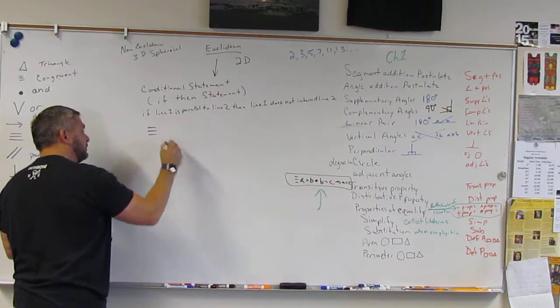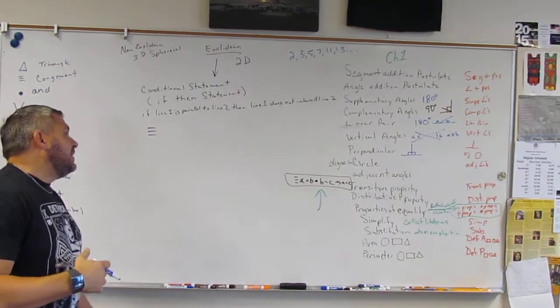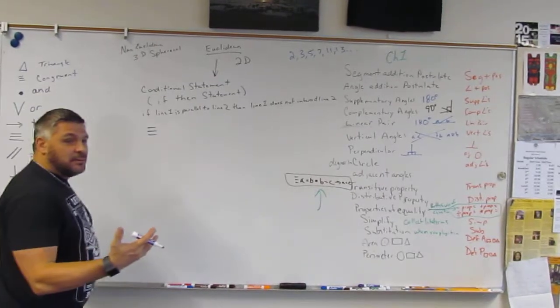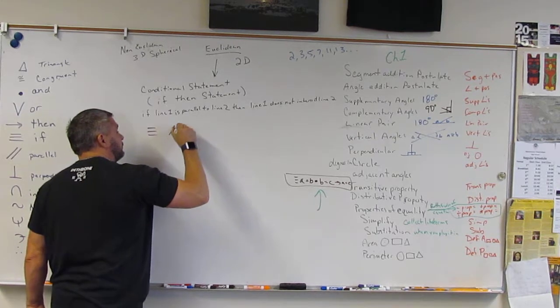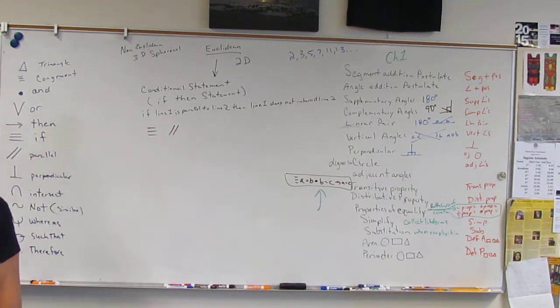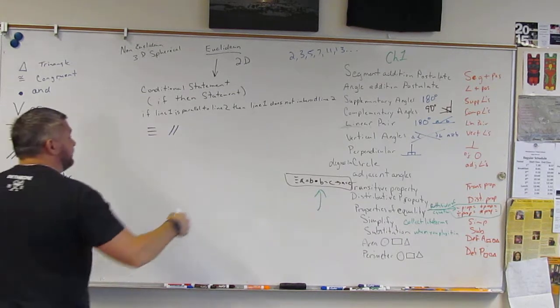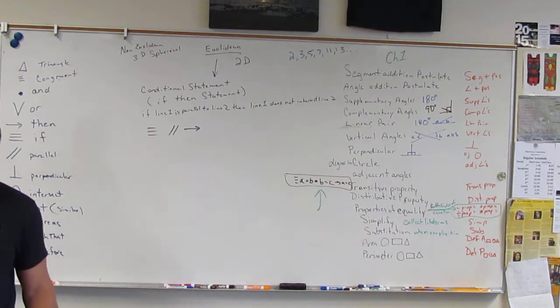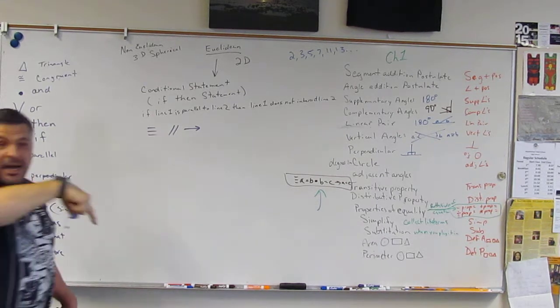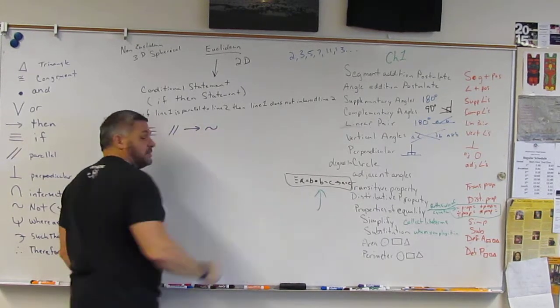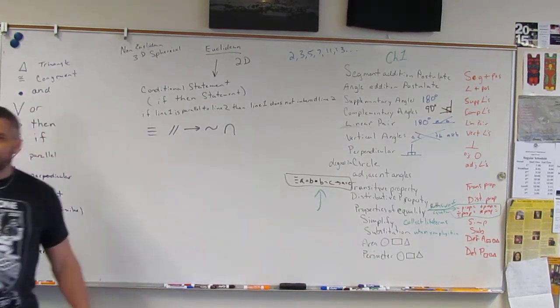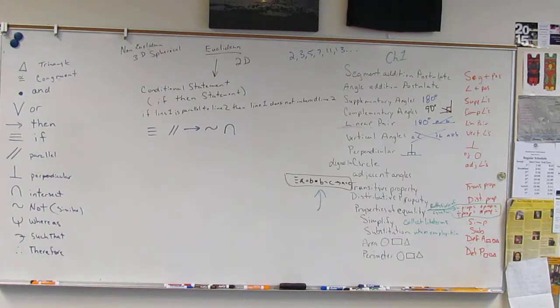If line 1 is parallel to line 2. So if they're parallel, right? Symbol for parallel. Then they do not intersect. Not intersect. Bam. We just wrote that whole sentence. 5 symbols.